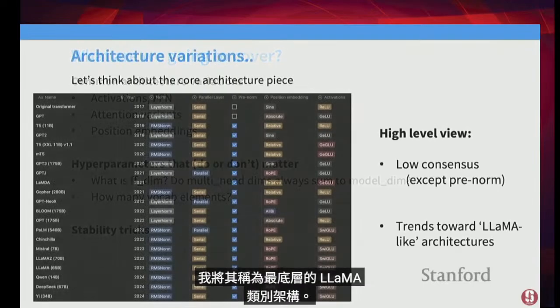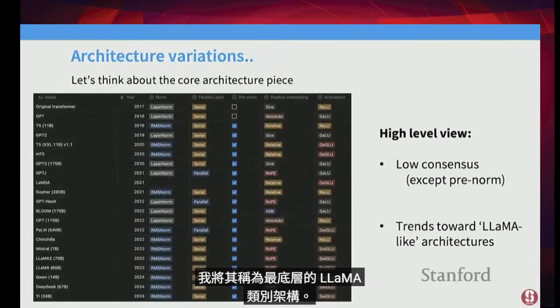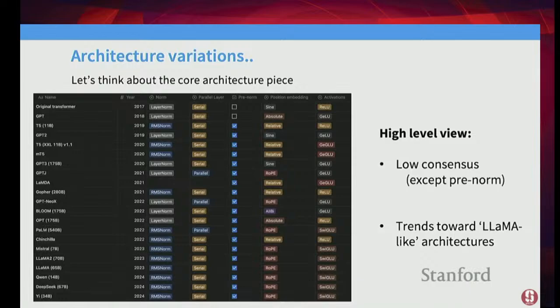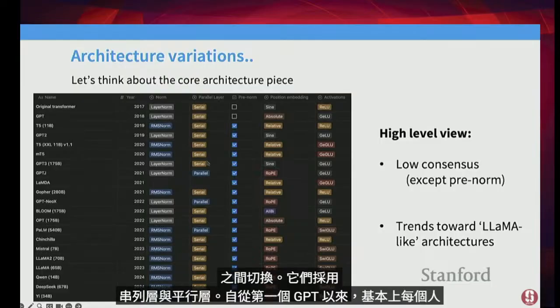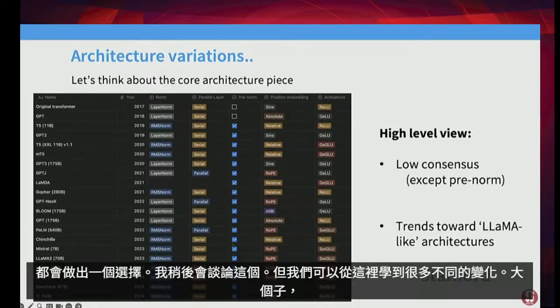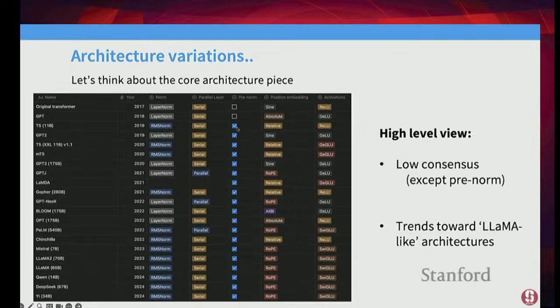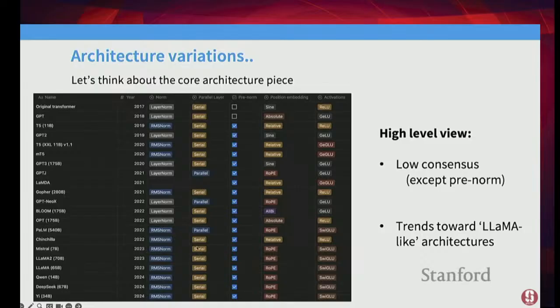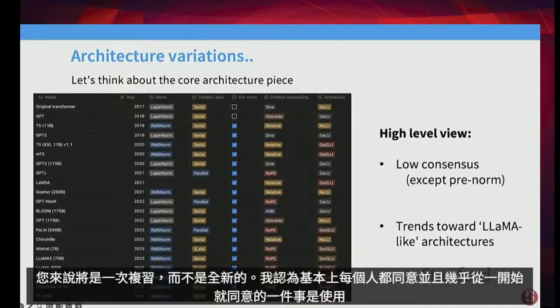So we're going to start with architecture variations. And the two things that I'll mention right here, and I'll go back to them as I talk. The first one is, there's not that much consensus in a lot of the choices. There's been a sort of convergent evolution in the last few years, what I'll call llama-like architectures at the very bottom here. But people do all sorts of things. They swap between layer norm and RMS norm. They do serial versus parallel layers. There's one choice that basically everyone does since the very first GPT, and I'll talk about that in a bit. But there's lots of different variations that we can learn from here.